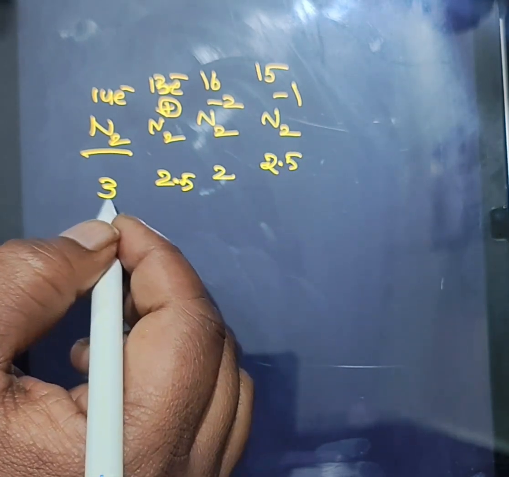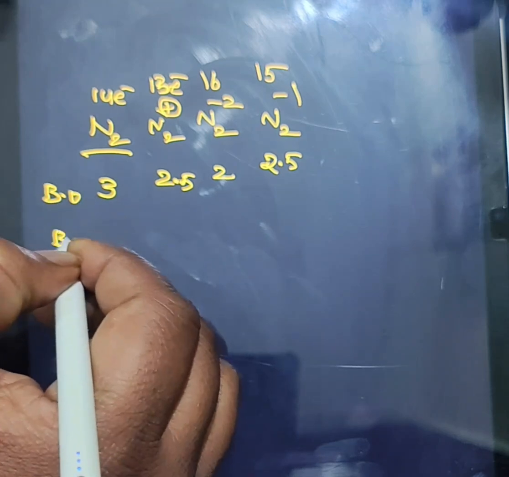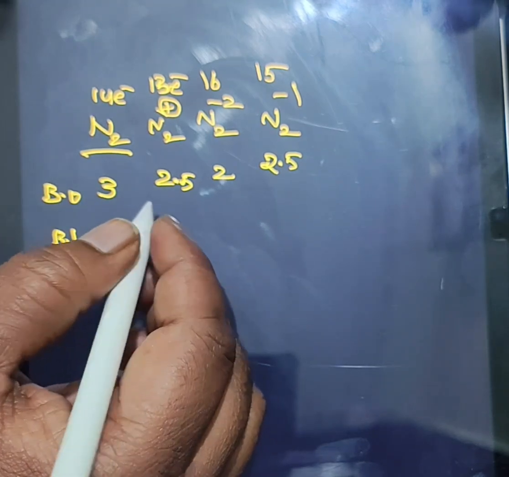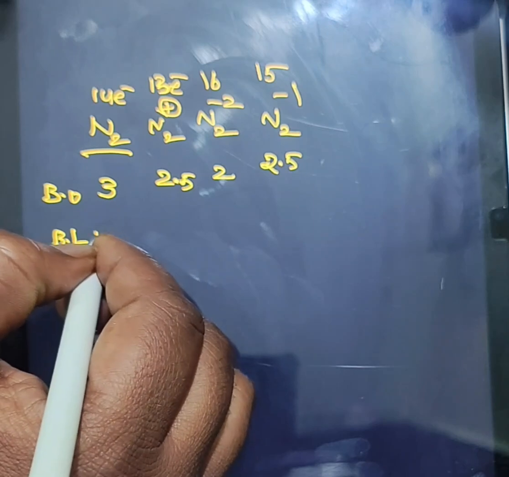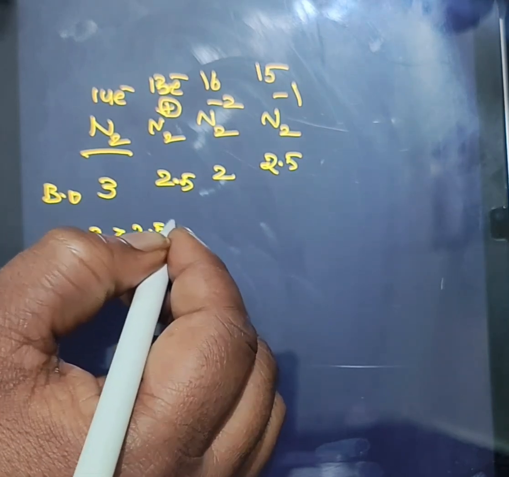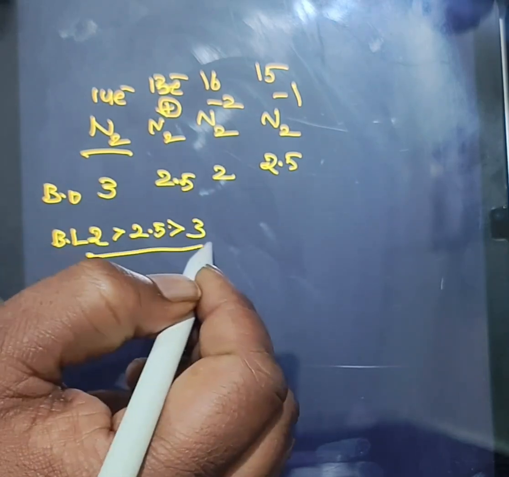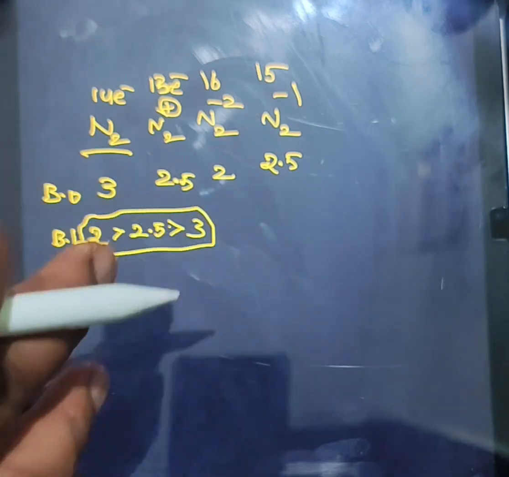So here bond orders we have calculated, and bond length will be just the inverse of this. So the more the bond order, the less the bond length. So we can write 2 greater than 2.5, two molecules are there, so we can write like this. This is the answer for this. So that's all. Thank you.